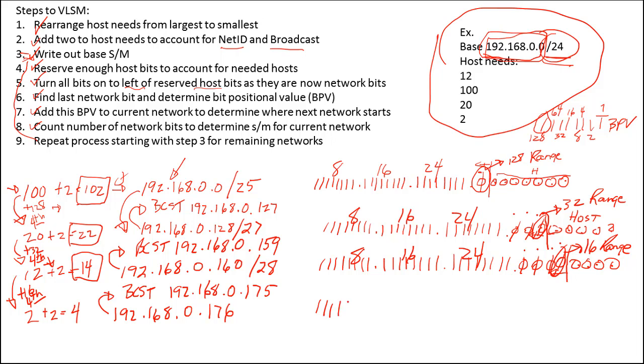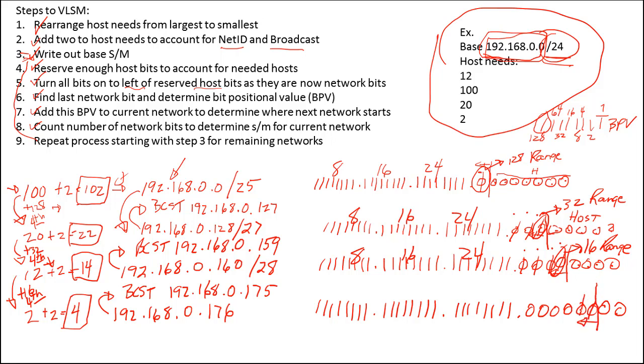1, 2, 3, up to 32. This time we're solving for 4. Reserve 1 gives me 2. Reserve 2 gives me 4. There's my line. Turn everything to the left of that on.